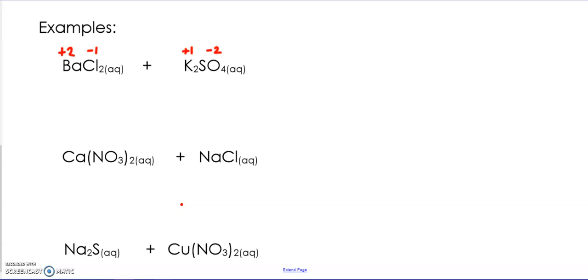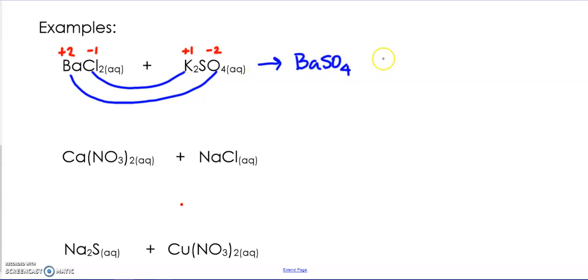So barium is going to switch with potassium, because barium and sulfate can go together and potassium and chlorine can go together. It doesn't matter which new compound you write first. So barium and sulfate with a +2 and a -2 will give me BaSO4. And then potassium and chlorine, +1 -1, will give me KCl. Now the 2's there make me balance it by putting a coefficient here.